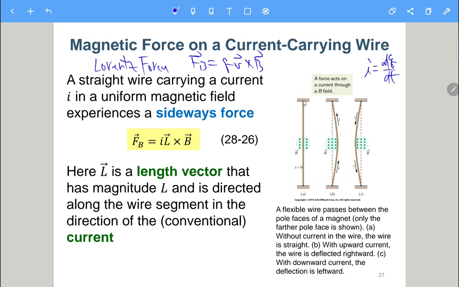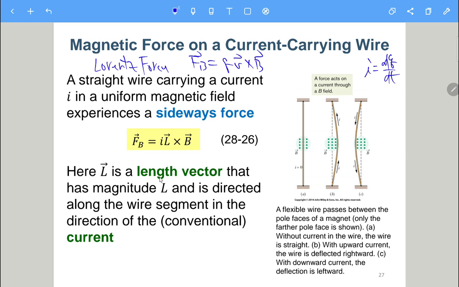So here it says, if you have a wire fixed at these two points, and the magnetic field is pointing out of the page, and if there is no current, then there will be no force. If you just ignore the gravitational force, then there will be no magnetic force acting on this wire. However, if you have current going from bottom to top or from top to bottom, then there will be forces acting on the wire here.